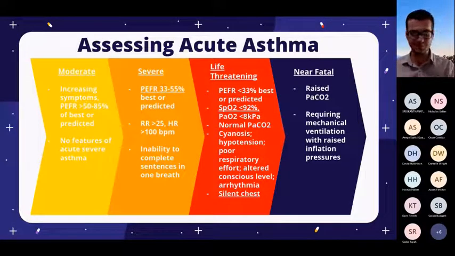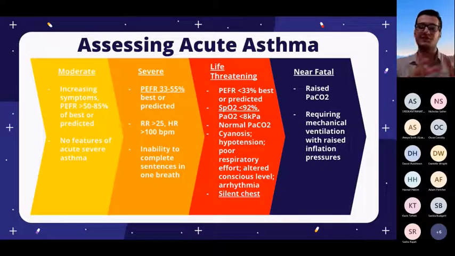Essentially, from doing lots of practice questions, you'll just learn what the key elements of the different severities of acute asthma are. Essentially, things to do with high respiratory rate and high heart rate and can't complete sentences in one breath are severe criteria. It's worth remembering the peak flow. So if your peak expiratory flow, the amount that you can blow out quickly at your peak of blowing, is 33 to 55%, that's severe. Below 33% is life-threatening.